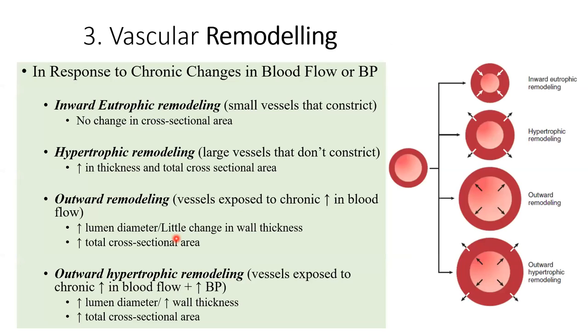Okay, so one of the final points now is vascular remodeling. We have talked about angiogenesis, which is the formation of new vessels. We then talked about collaterals, which is the formation of new vessels which would bypass a blocked vessel. Okay. Now we can talk about what if there are chronic changes in blood flow, blood pressure, or both?